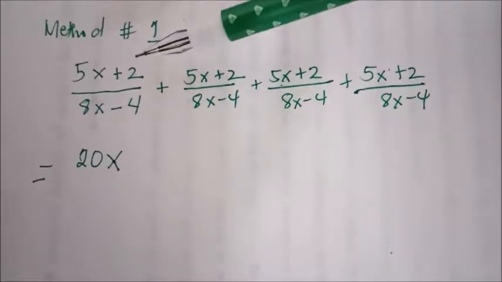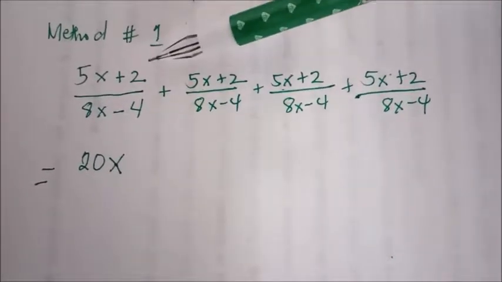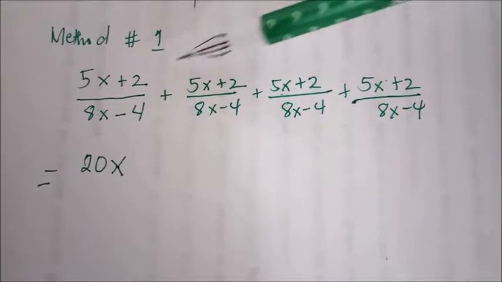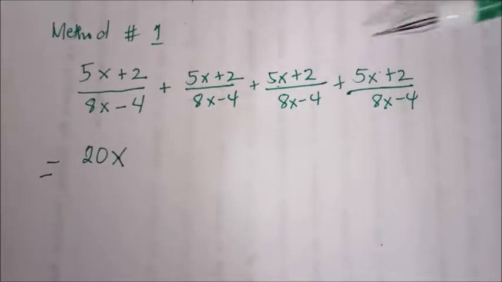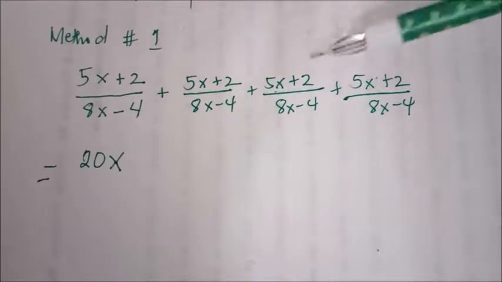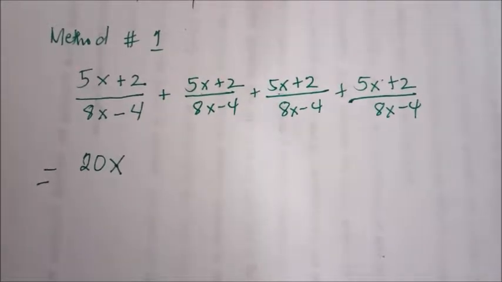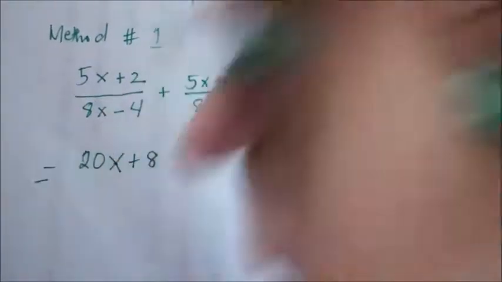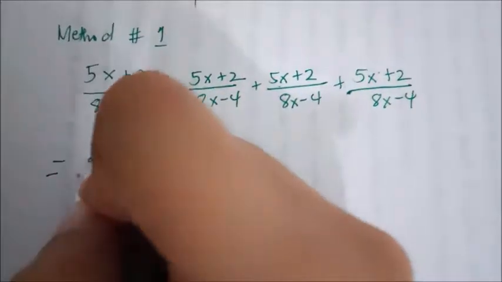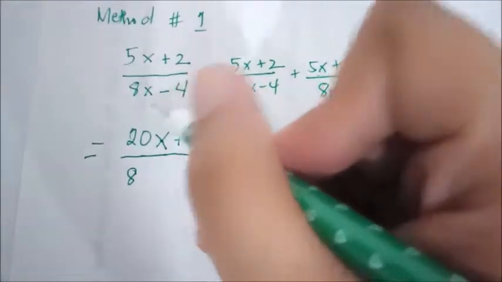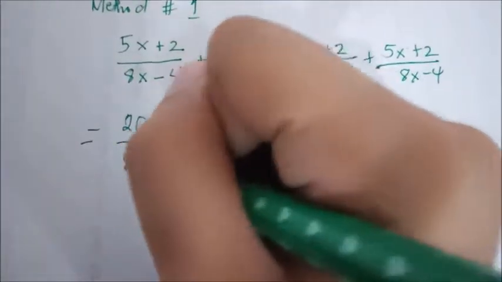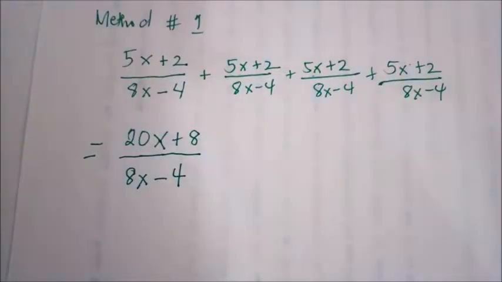Now, let's proceed with the terms having no variables. So, meron tayong 2. Syempre, similar ang 2 sa 2, 2, and 2. So, 2 plus 2 plus 2 plus 2 is, if your answer is 8, then you're correct. All over, just copy your denominator. Since our denominator is 8x minus 4, it will stay as 8x minus 4.